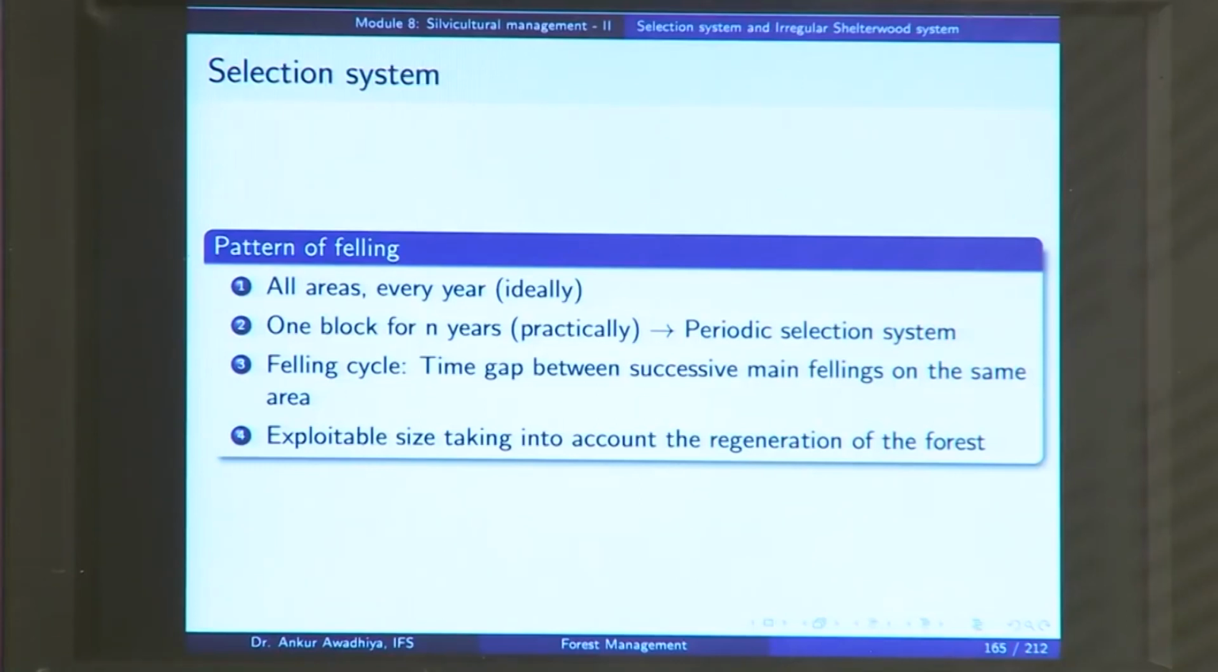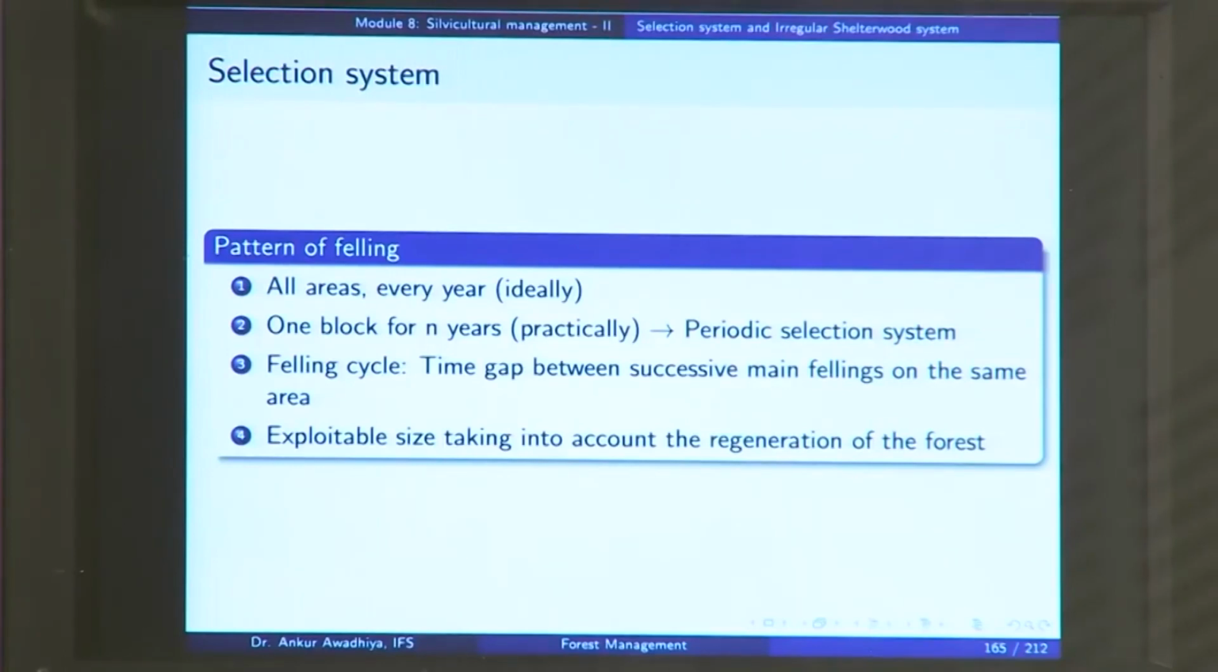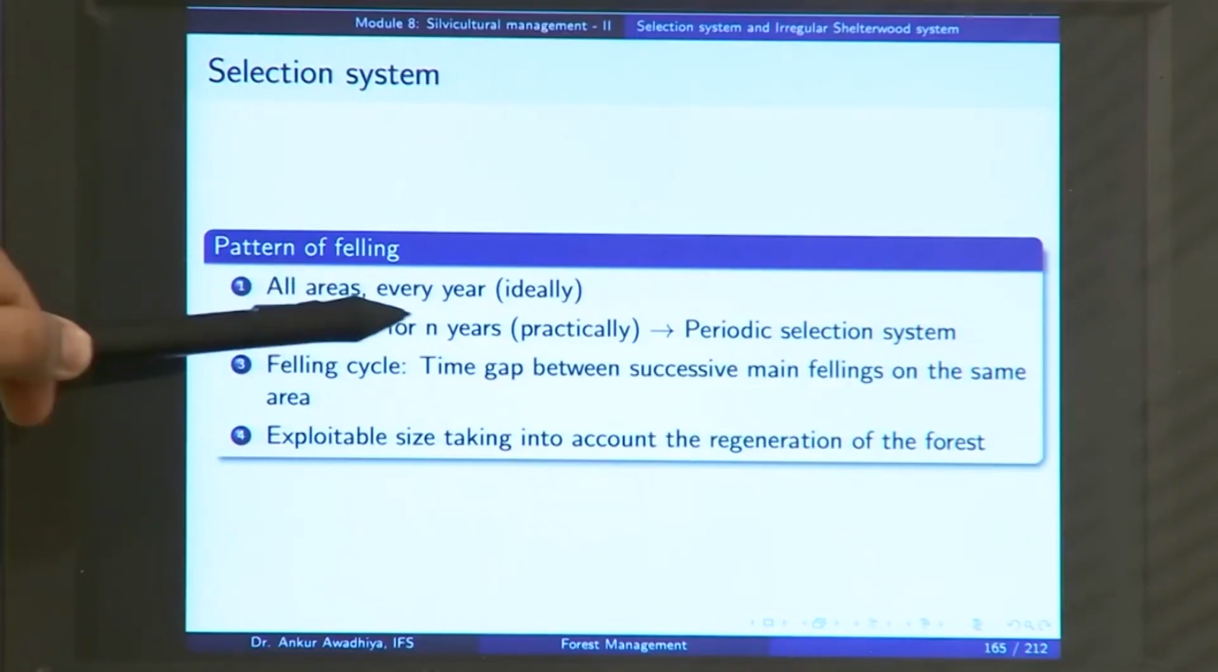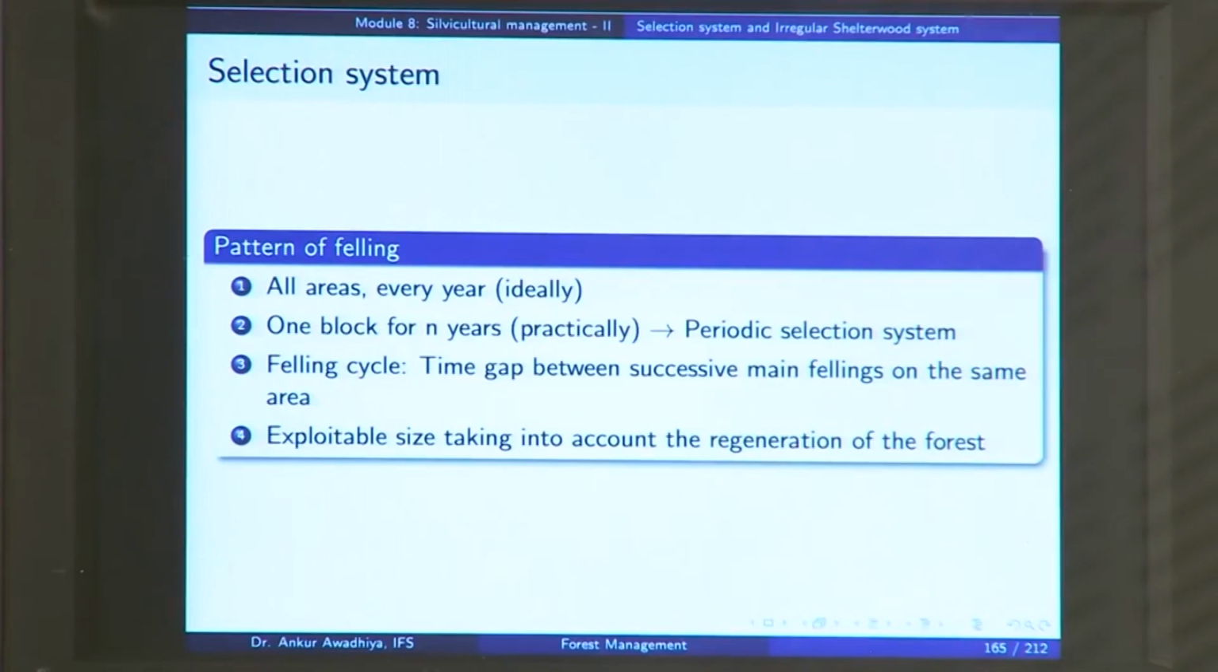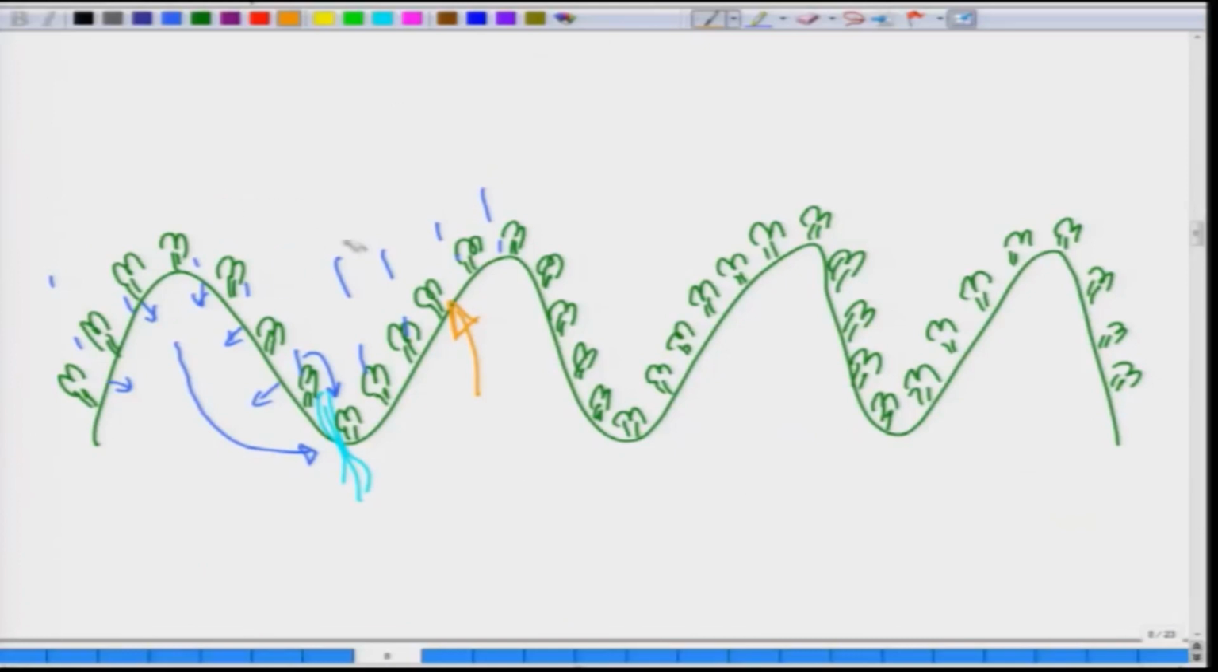But as we just saw, we normally use selection forestry in those areas that have a rugged topography, that have hills, that are remote areas. So practically it is not possible to reach each and every site every year. So there is a practical modification: in place of visiting all the areas every year, you divide your forest into blocks and you harvest one block for n years and then you go to the next block. So what we are saying here is that if you consider this forest, suppose you have divided this forest into 4 blocks.